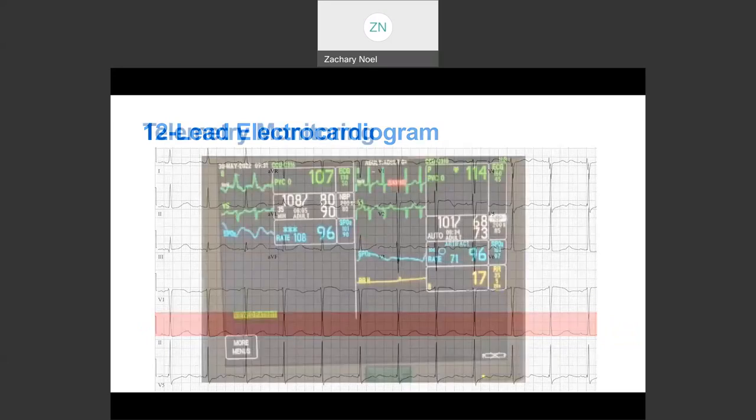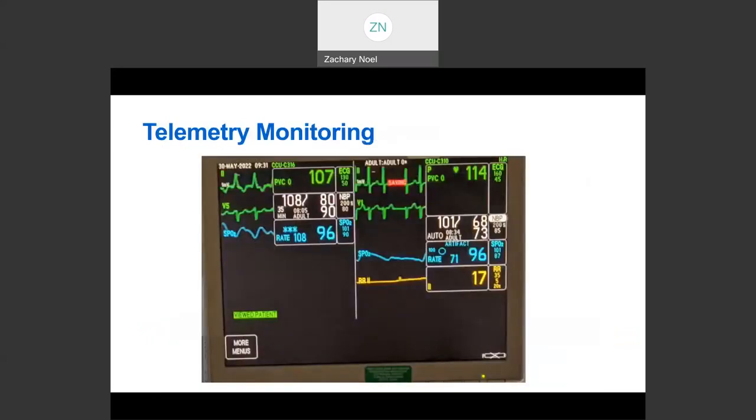All right, so how does that compare with telemetry monitoring? Well, telemetry monitoring typically has fewer leads, so usually we'll see somewhere in the order of 3 to 6 leads. Some will have 9 leads, depending on the location. But the bottom line is it's not quite as robust as what we see with a 12 lead. However, we're able to monitor continuously, which is certainly an advantage.